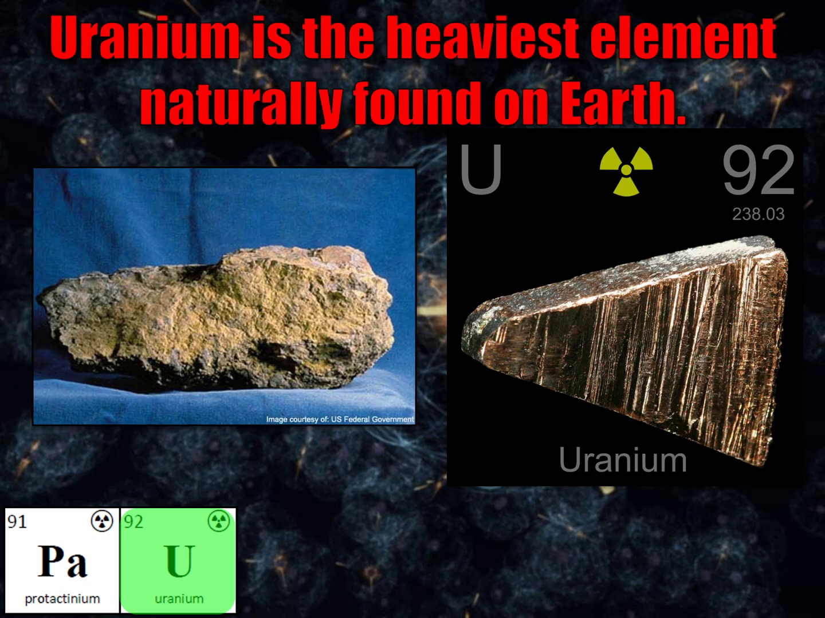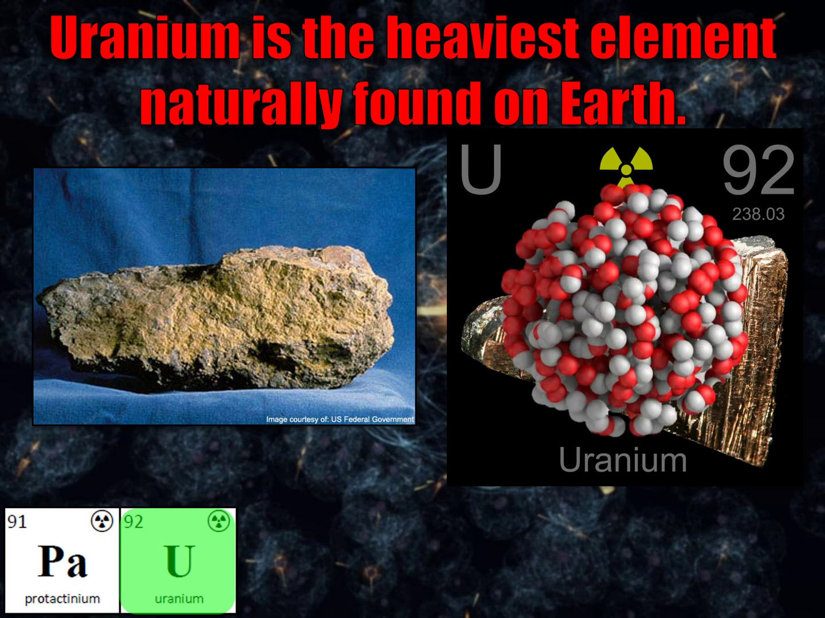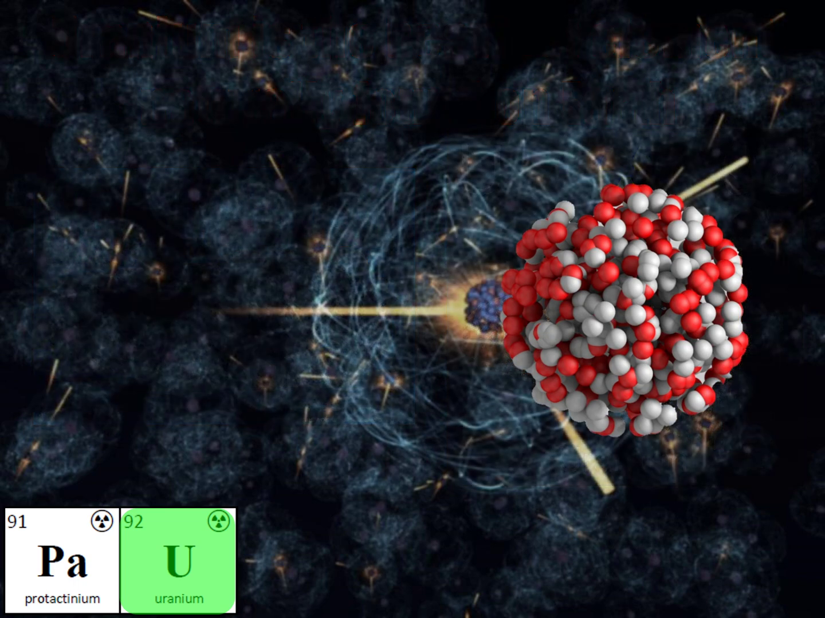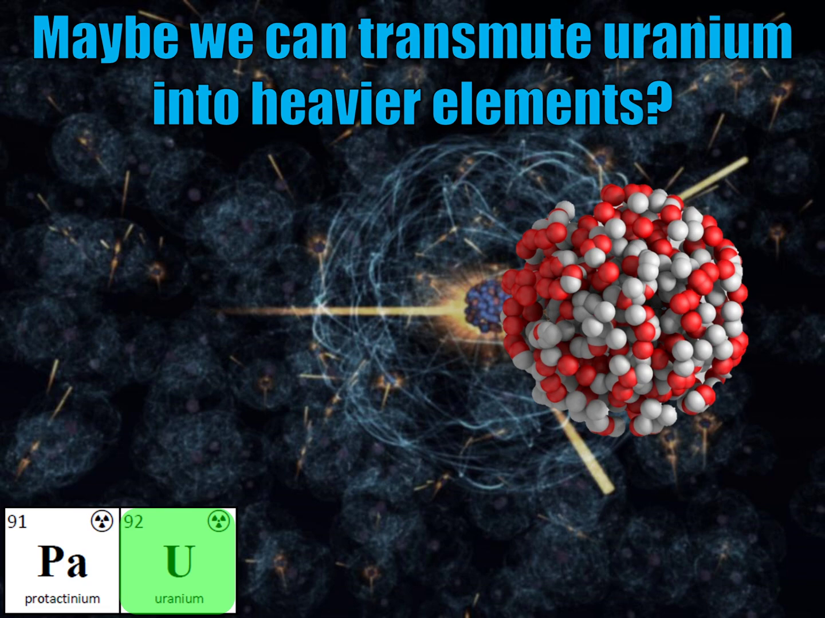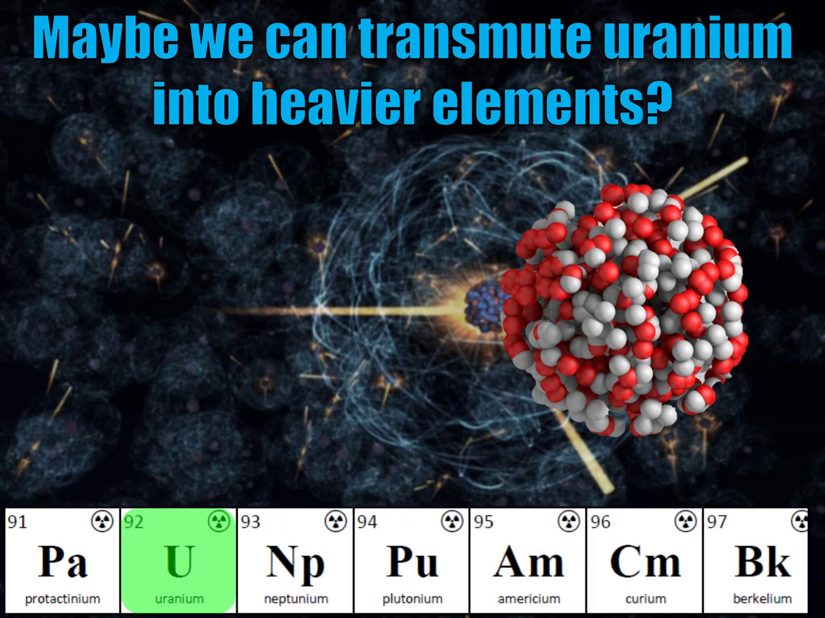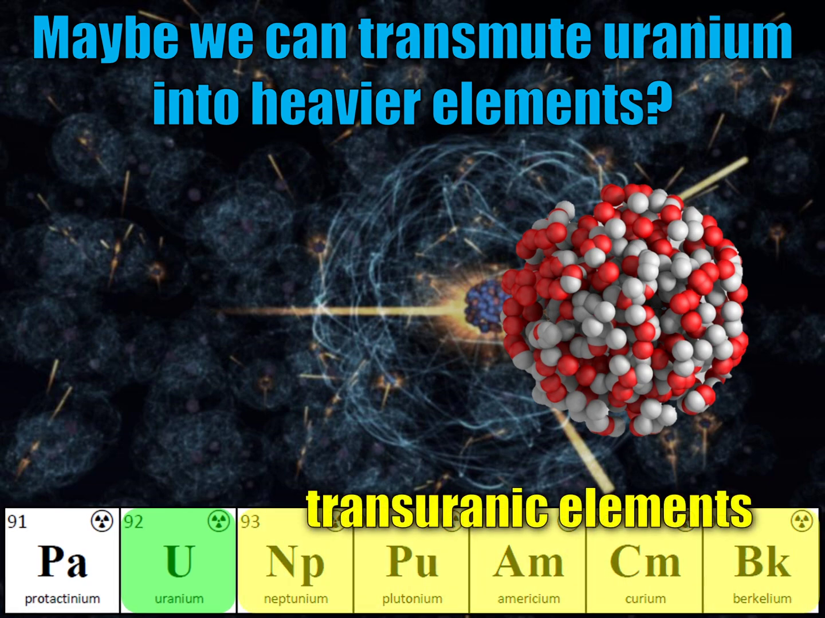This is what uranium looks like when you dig it up out of the ground in its raw form. And so what scientists were wondering was, could we maybe do something to the uranium nucleus, like shoot a particle at it, or maybe add protons to it? Because if we could add protons to uranium, we could create a whole host of heavier nuclides. And these heavier elements are called transuranic elements, meaning that they just have more protons than uranium.